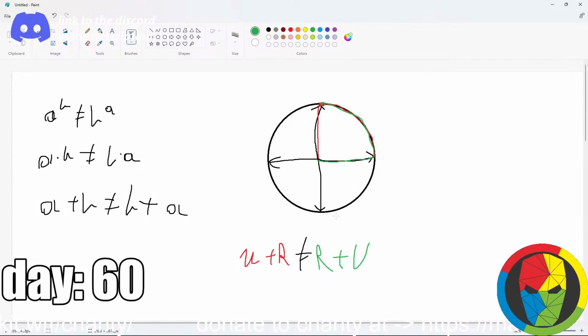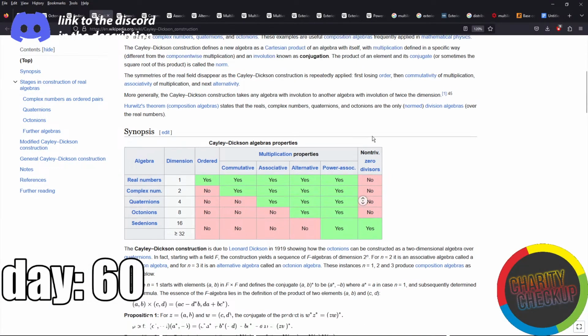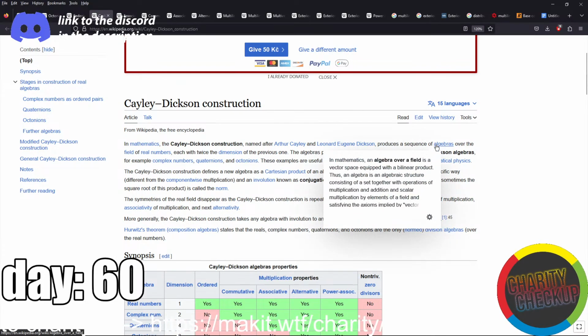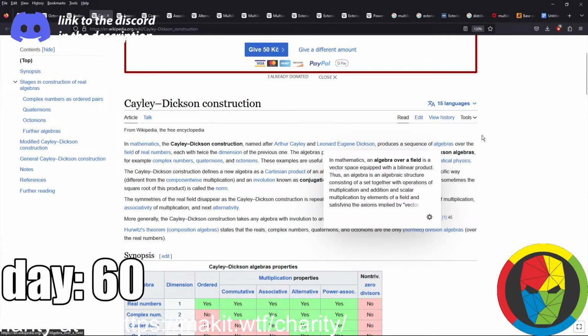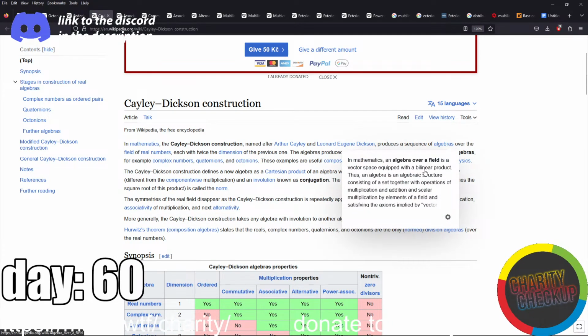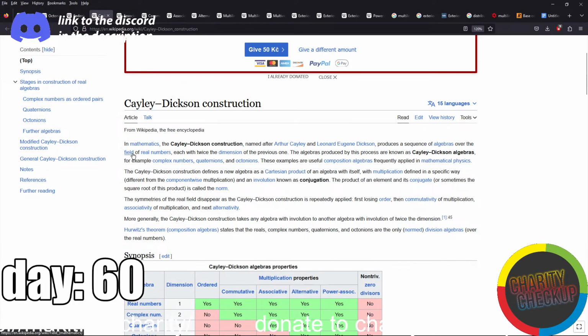I mean, it is commutative on all of the complex numbers, and I do mean all of the complex numbers. Is there a name for them? That's a good question. A sequence of algebras over the field of real numbers, twice the dimensions of the previous one. So addition, if I'm not mistaken, works on all of the algebras over the field. All of them.